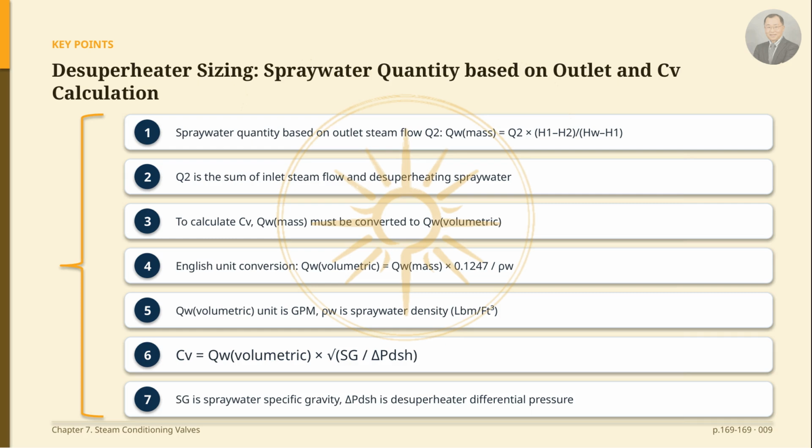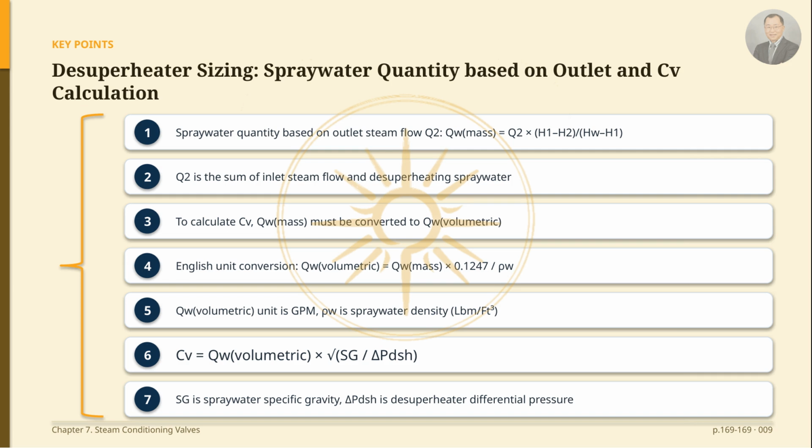Unlike the previous calculation based on inlet flow Q1, Q2 is the outlet flow, which is the combination of inlet steam flow and desuperheating spray water. In this case, the mass-based spray water quantity QW is calculated by multiplying Q2 by the ratio of the difference between inlet enthalpy H1 and outlet enthalpy H2 to the difference between spray water enthalpy HW and H1.